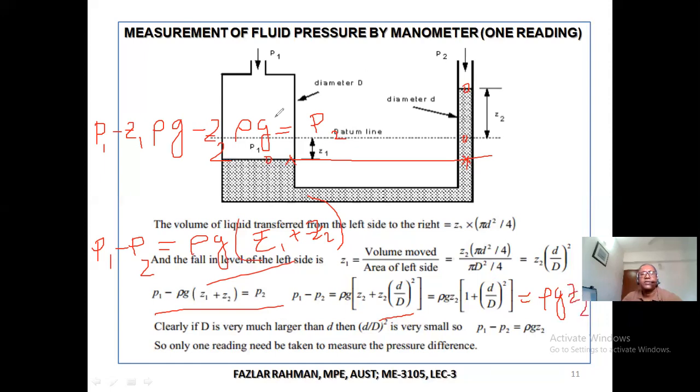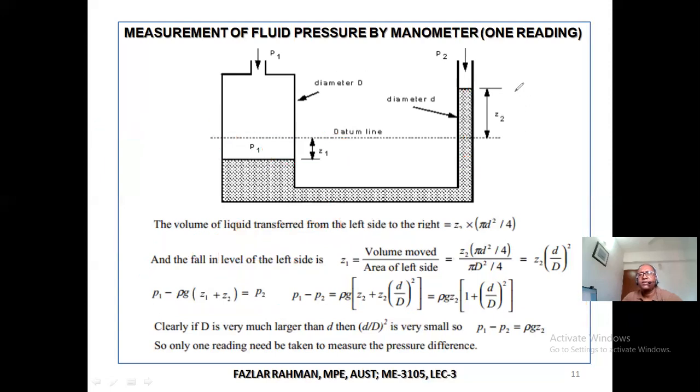So what is our Z2 actually? You look carefully. Z2 is the difference of height between 2 points. So if you get the deflection of the manometer, that will give you the pressure difference. Okay, so only one reading needs to be taken to measure the pressure difference.